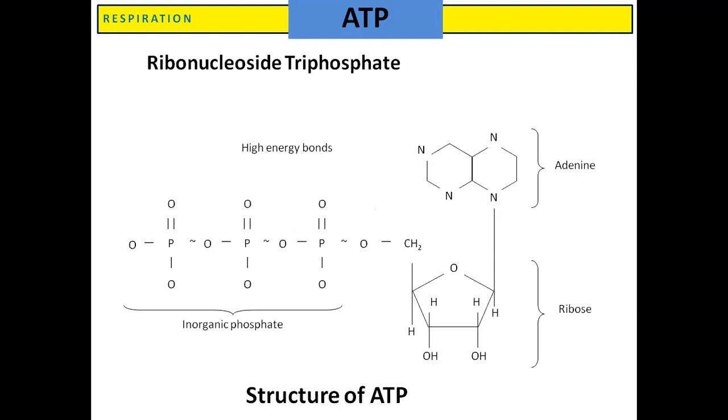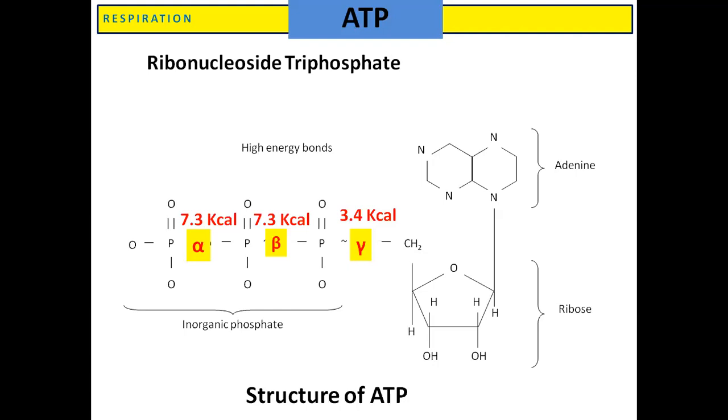Whenever the terminal phosphate bond is broken down, it produces about 7.3 kilocalorie energy. When the beta phosphate bond is broken down, it again produces 7.3 kilocalorie of energy. When the gamma phosphate is broken down, it produces 3.4 kilocalorie energy. In this way, one ATP molecule releases about 18 kilocalorie energy. 18 kilocalorie energy is produced by ATP.